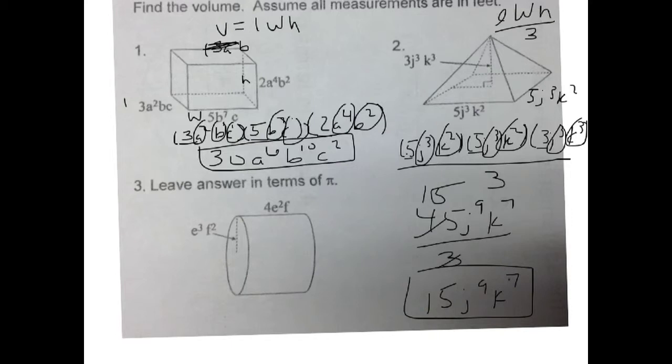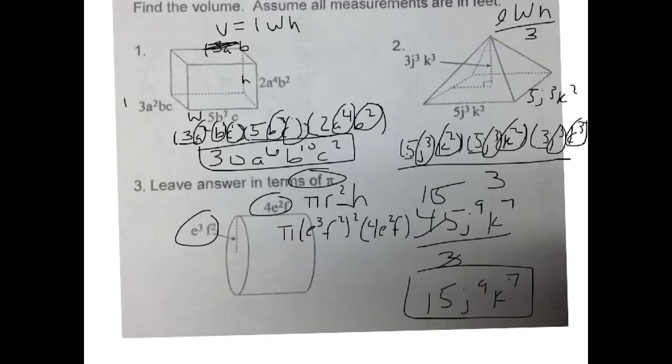Alright, number 3, to do the volume of a cylinder, it's the area of a circle, which is pi r squared, times the height of the cylinder. And we're going to leave it in terms of pi, which means we just won't mess with the pi. So we do pi. Our radius is e^3f^2 squared times our height. This thing is laying on its side, so that is our height, 4e^2f.